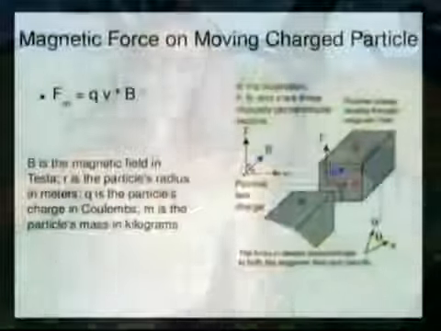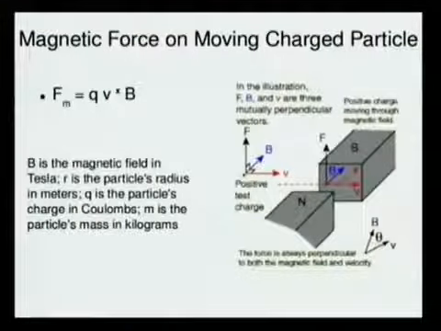So the cross product there, it's not just a simple multiplication, but it takes into account the vectors and the directionality. So basically, there's something called the right-hand rule, which is useful for evaluating cross products. It tells you what direction force the resultant acts in. So take your right hand.